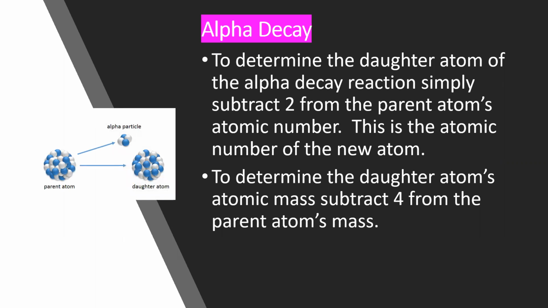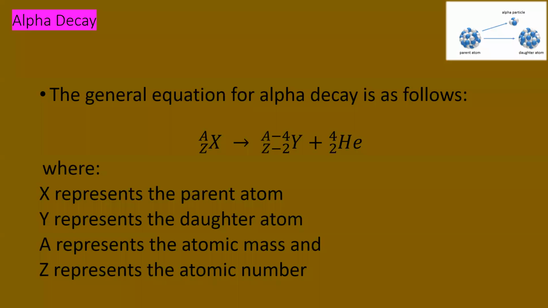Let's show that in a general equation form. X is going to represent the parent atom and Y is going to represent the daughter atom. And the helium nucleus is our alpha particle. So we generally notate that A is the atomic mass. That's the protons and the neutrons available in there. That's the total mass. And Z is the atomic number. That's the identity of the atom. That's the number of protons.